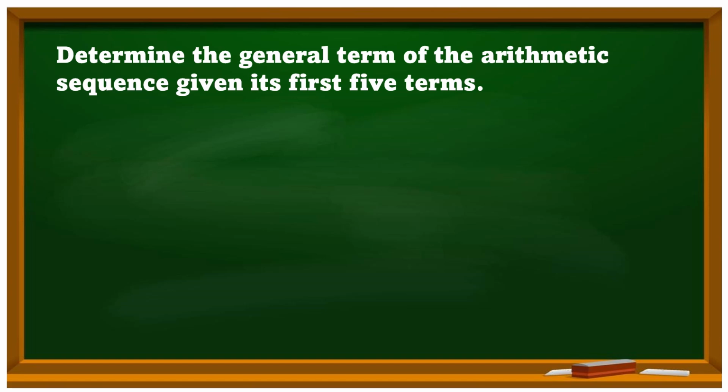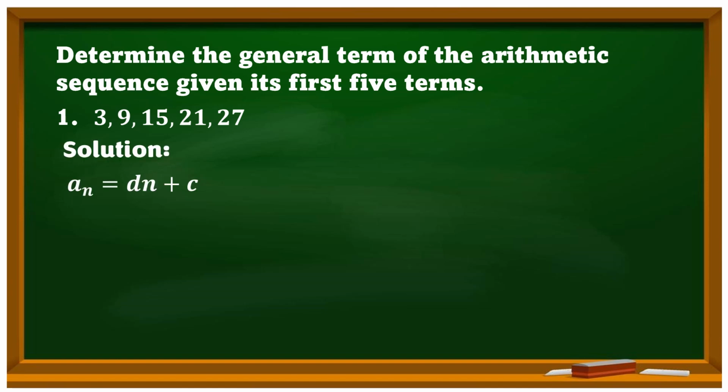Let us discuss now the process on how to determine the general term of the arithmetic sequence given its first 5 terms. Let's have example number 1. The sequence is 3, 9, 15, 21, 27.